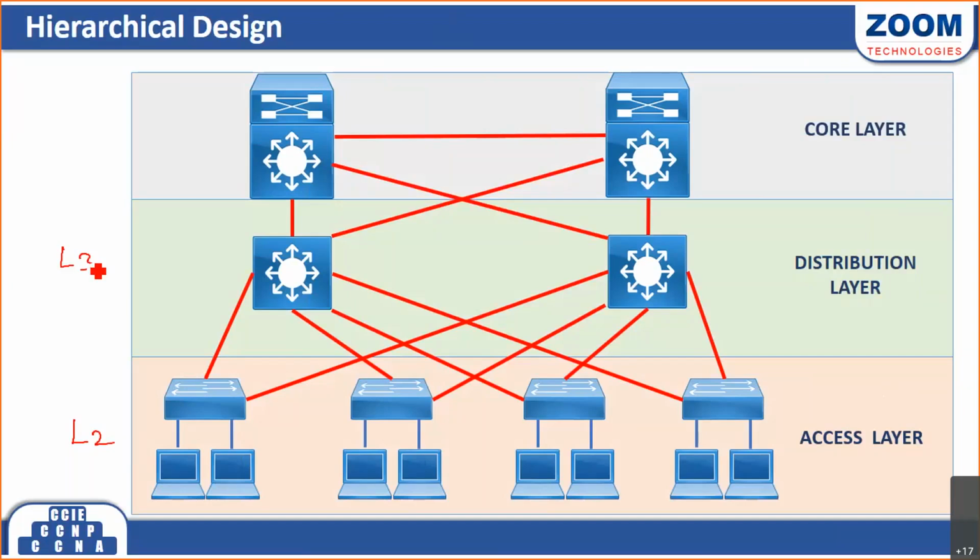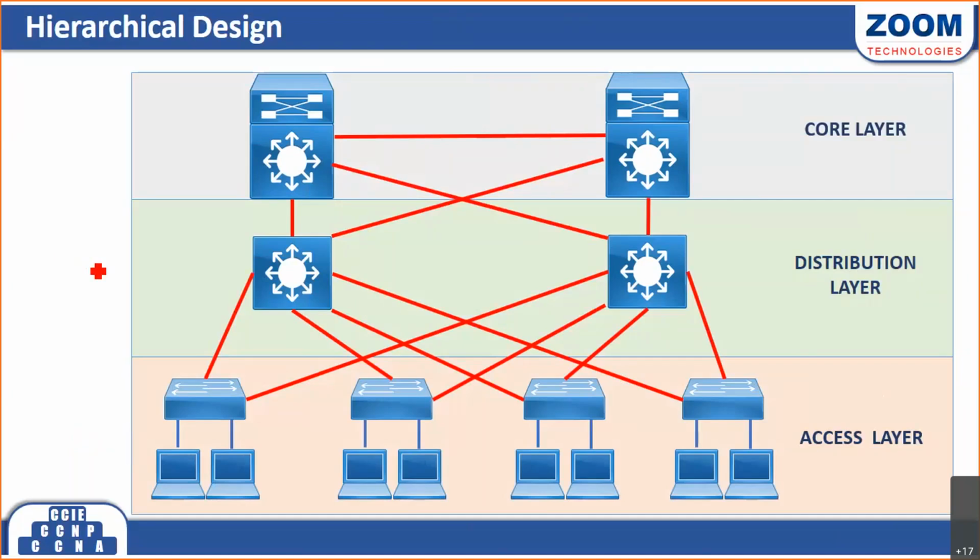The core layer we call a multi-layer switch, meaning layer 2, layer 3, layer 4, TCP, UDP functioning, routing protocol, routed protocol. It's a very high-end device actually. Core layer switch, multi-layer switch we call it.